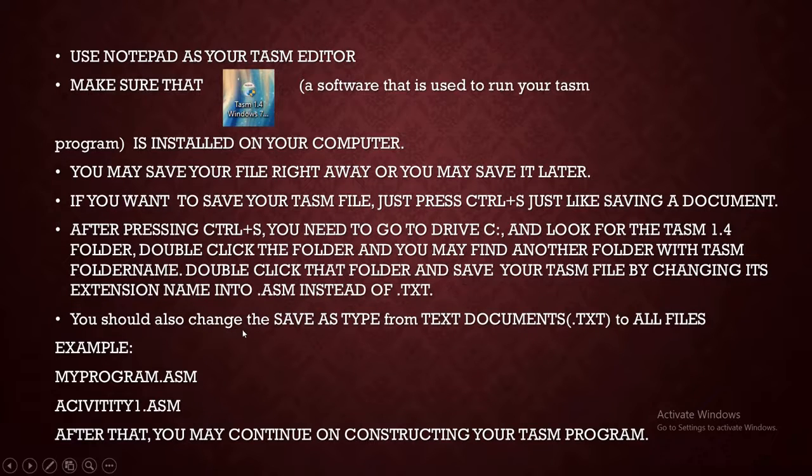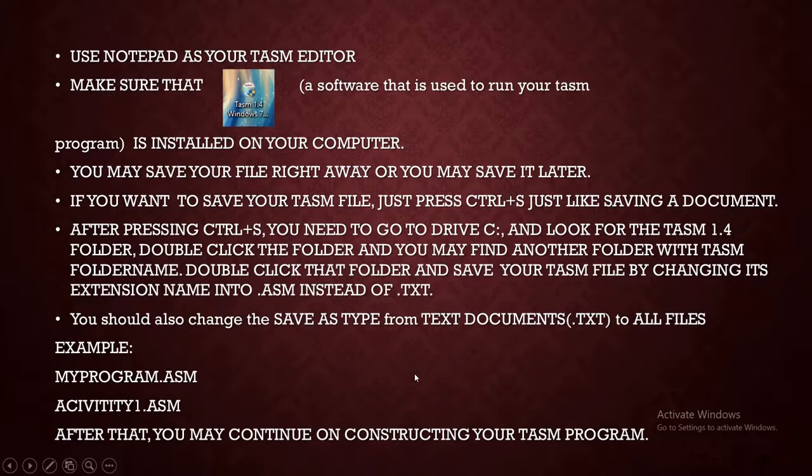And then you should also change the save as type from text documents to all files. So for example, the file would be just like this one, myprogram.asm or activity1.asm, and after that you may continue on constructing your TASM program.